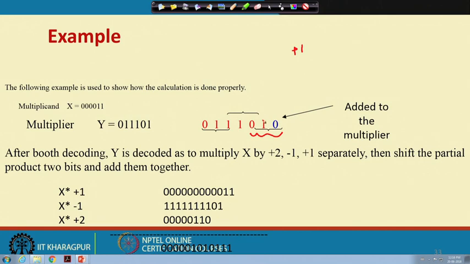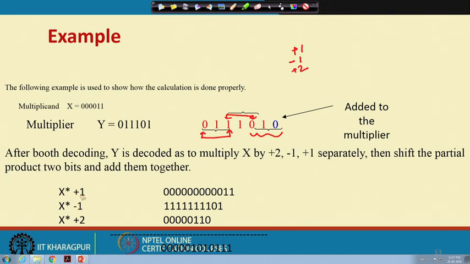Then I have to overlap for the last bit position. So, whenever I consider the next set of 3 bits, I will consider from this to this. For 1 1 0, that is minus 1. For the next set, I will consider these 3, and for 0 1 1, that is plus 2.